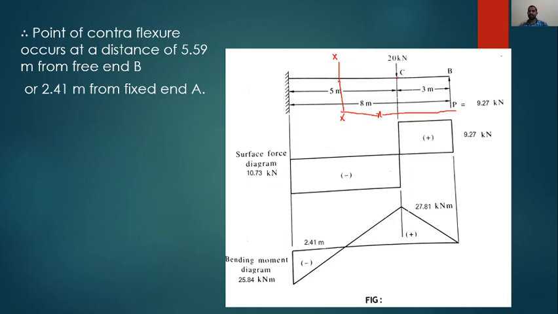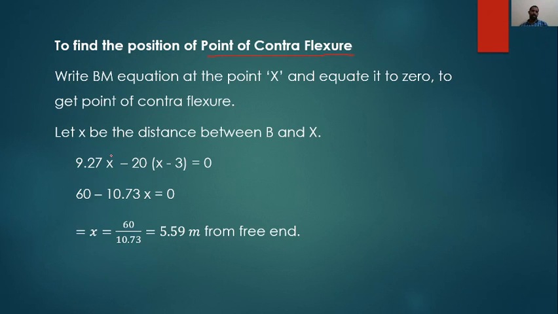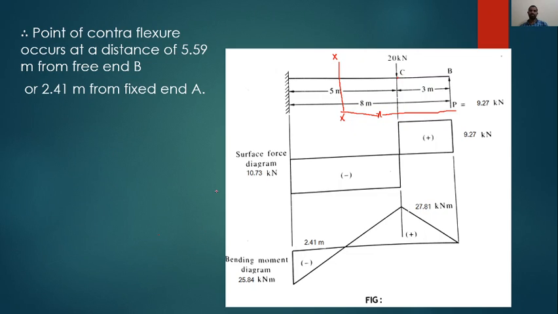So with this, let us calculate bending moment at section x, nothing but prop reaction into x minus 20 into x minus 3, isn't it? So 9.27 into x minus 20 into x minus 3 is equal to 0. And from this, you can simplify and calculate x as 5.59 meters from free end. That means if it is 5.59 meters from free end, then it is total distance 8 minus 5.59, which will give you 2.41 meters from fixed end.